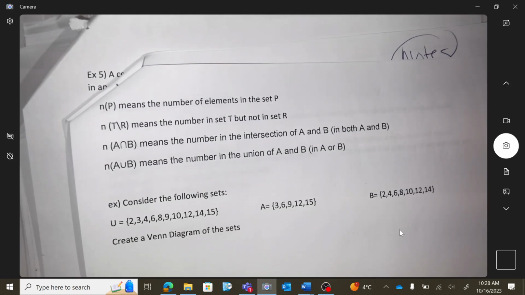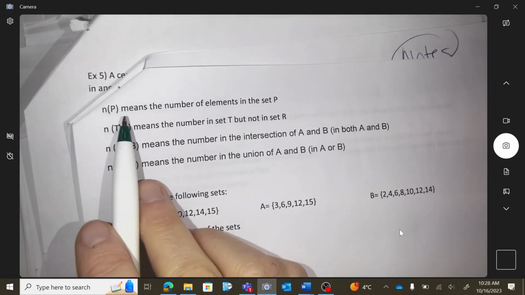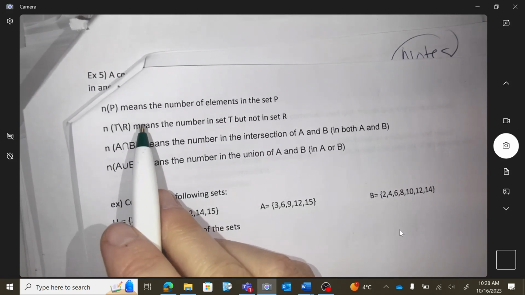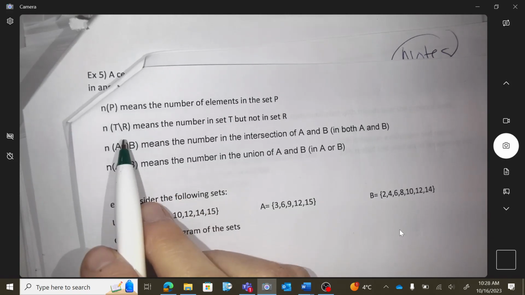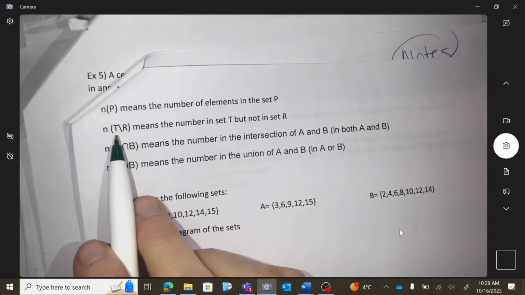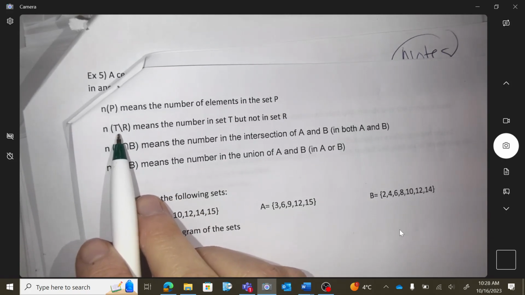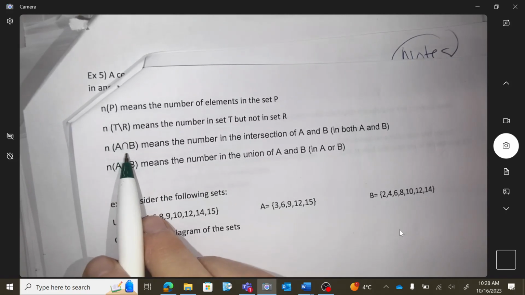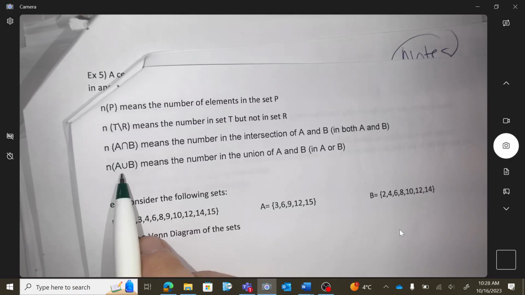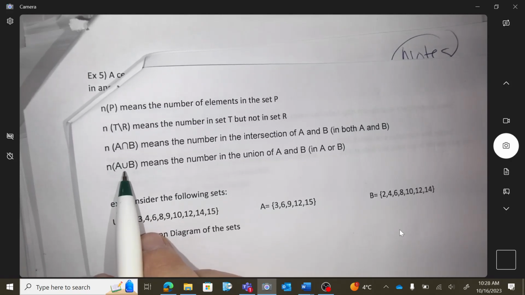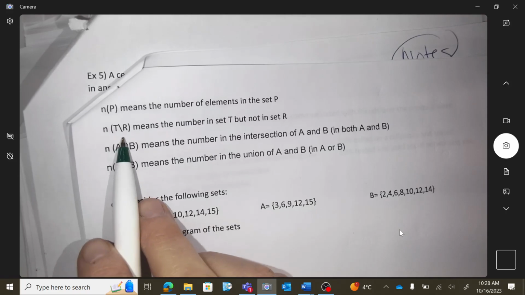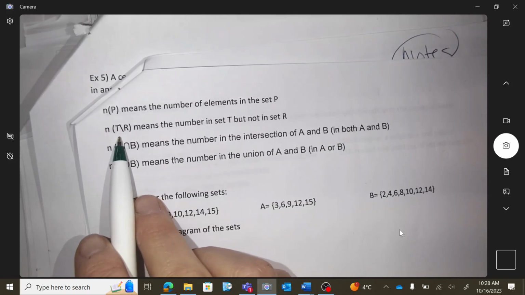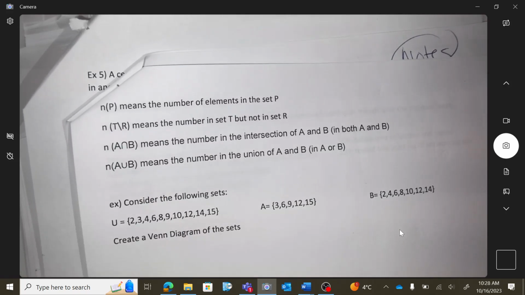Okay, so this symbol, the n, means the number of elements in something. So what does this mean? It means you're in T, but you're not in R. So this one means you're in A and B. This one means you're in A or B. So we've learned those ones, but this is a new symbol. You're in T, but you're not in R.